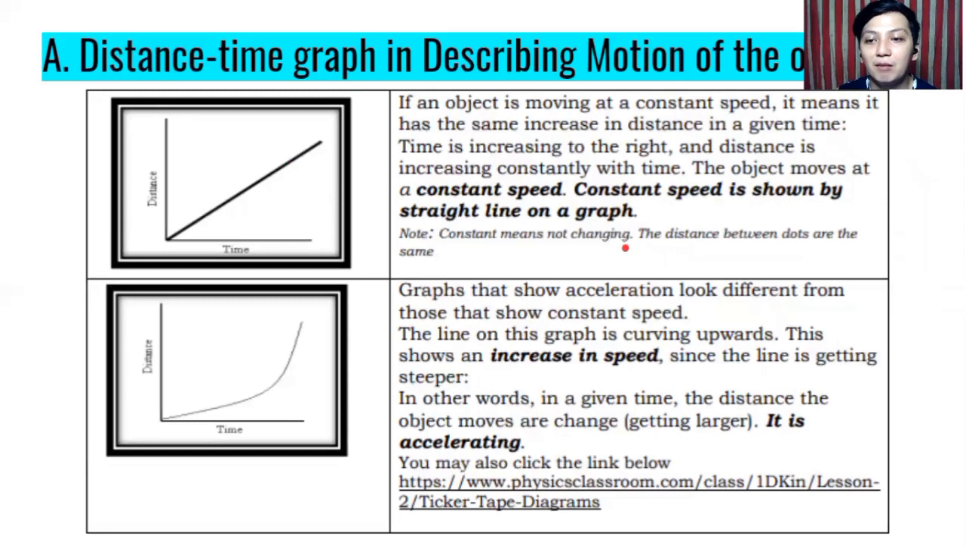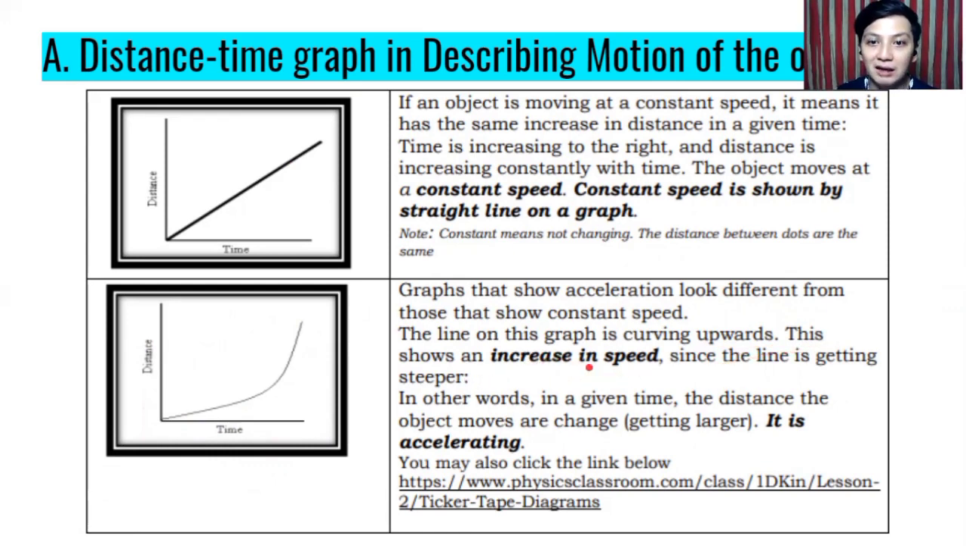The distance between dots are the same. So pare-parehas yung kanilang interval. Next, paano pag nakita niyo naman yung ganitong line graph? So it represents that graphs showing acceleration look different from those that show constant speed. So meaning to say, the line on this graph is curving upwards. This shows an increase in speed.